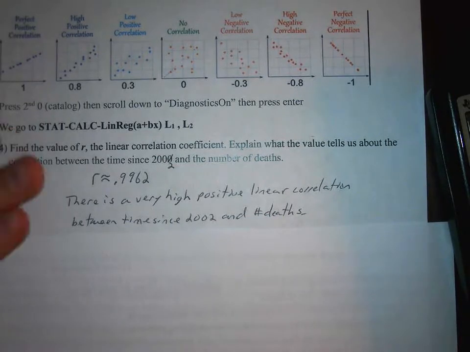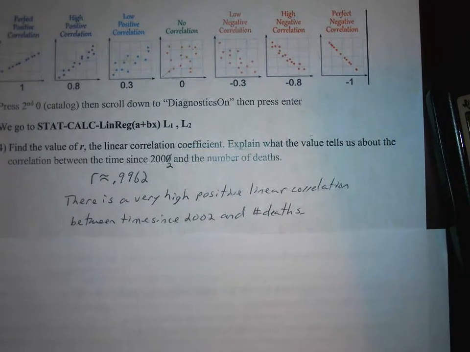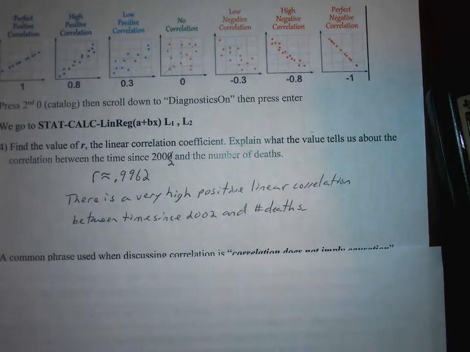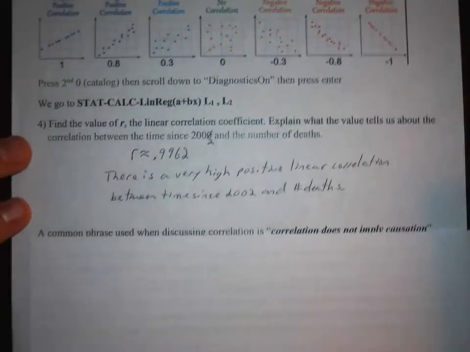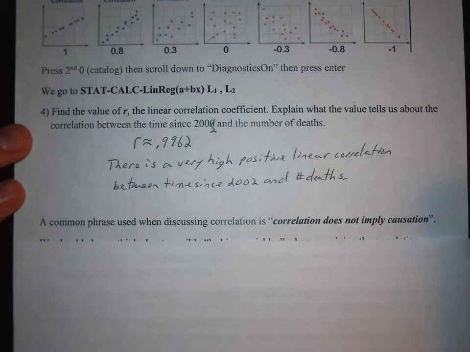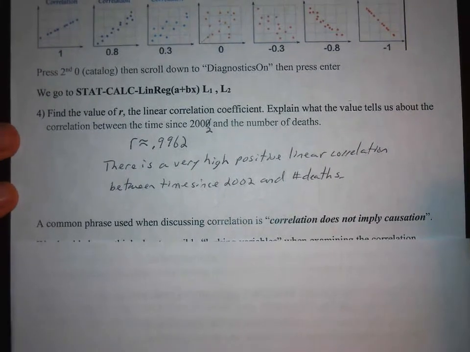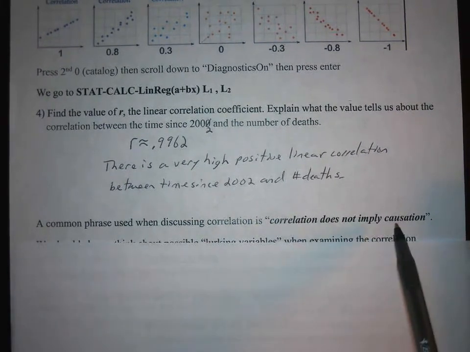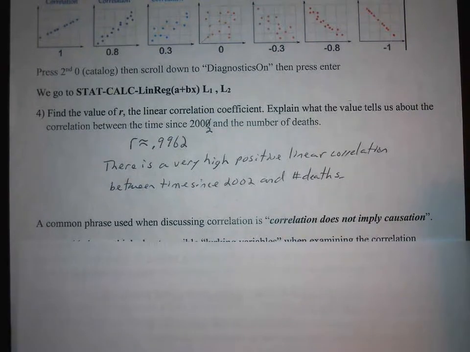Okay, so all that R value is telling us is how strongly correlated those variables are. A common phrase that you'll hear when discussing correlation is that correlation does not imply causation. Just because you can find a correlation between variables, it doesn't mean that one causes the other.